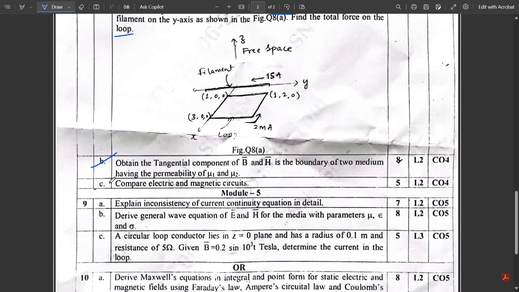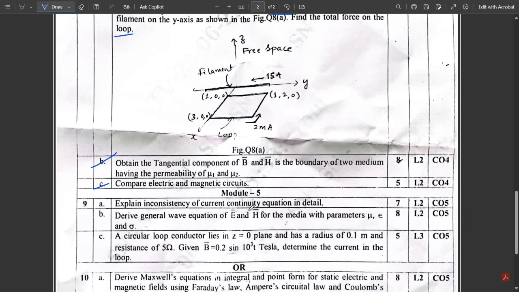Okay, then comparison between electric and magnetic circuits. So this is also very easy, nothing much to do. Electric field intensity and magnetic field intensity, what is the difference? If you write even the expression, that is, D is equal to epsilon times E and B is equal to mu times H as one difference, like that, some 4 to 5 key differences, if you write it, easily you could be scoring 5 marks for this as well.